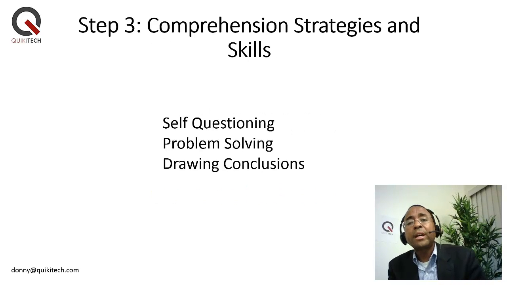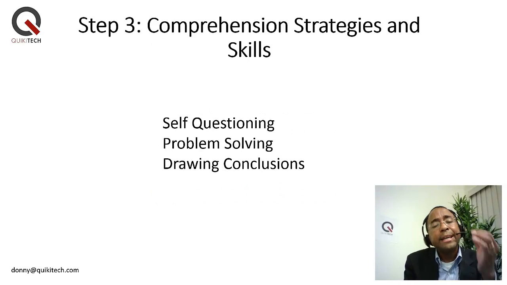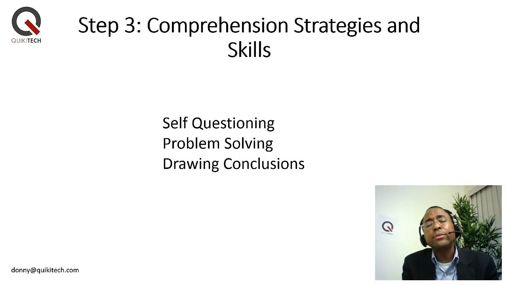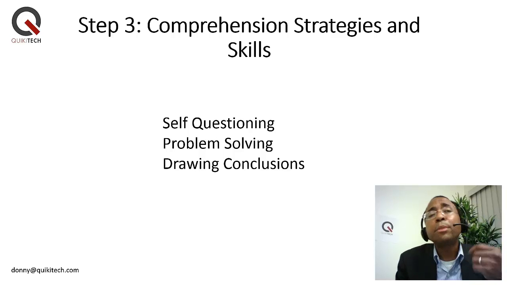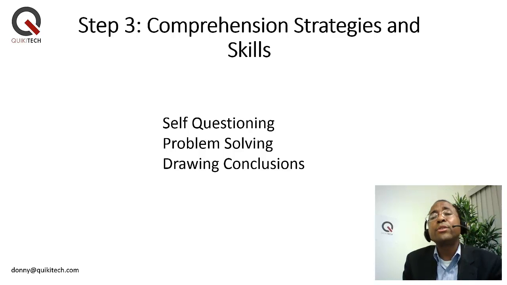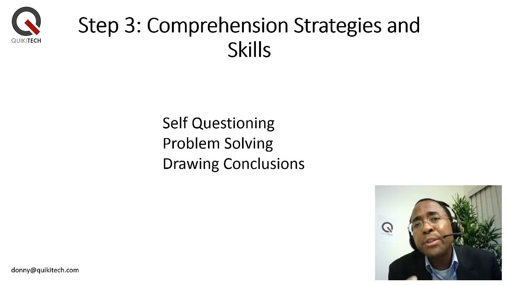Then step 3, comprehension strategies and skills. Internet technologies can help in these particular 3 strategies. One is self-questioning. And this is a particular strategy you can teach your students very simply. And that is, if they don't understand something, you help them form a question about what they don't understand.